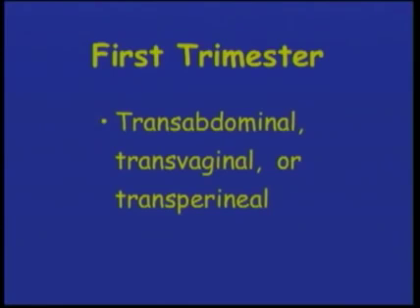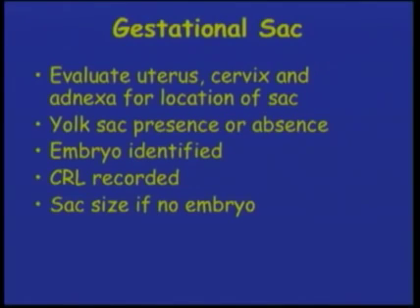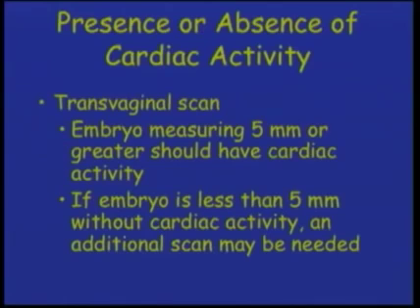In the first trimester, the exam can be done transabdominally, transvaginally, or transperineally, whichever is appropriate for that clinical symptom. We are supposed to look for the gestational sac, and we should evaluate the uterus, the cervix, and the adnexa for the location of that sac. We should identify the presence or absence of the yolk sac. We should identify whether the embryo is identified, and we should record the crown rump length measurement if we can see an embryo. And if we cannot see the embryo, then we should measure the sac size.